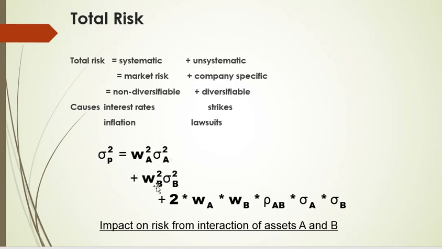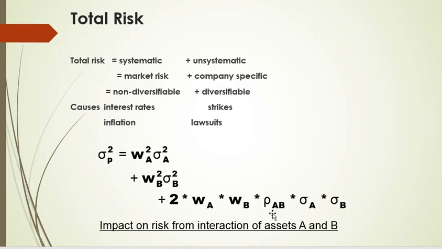This term is the risk that asset B brings. Now this third term is the impact on risk of the interaction of the assets. All of these numbers are positive because they're square roots of these numbers. The only one that might be different is row AB, which is the statistical correlation. If this is +1, this number will be as big as possible. It won't be any bigger because +1 is the largest amount it can be.